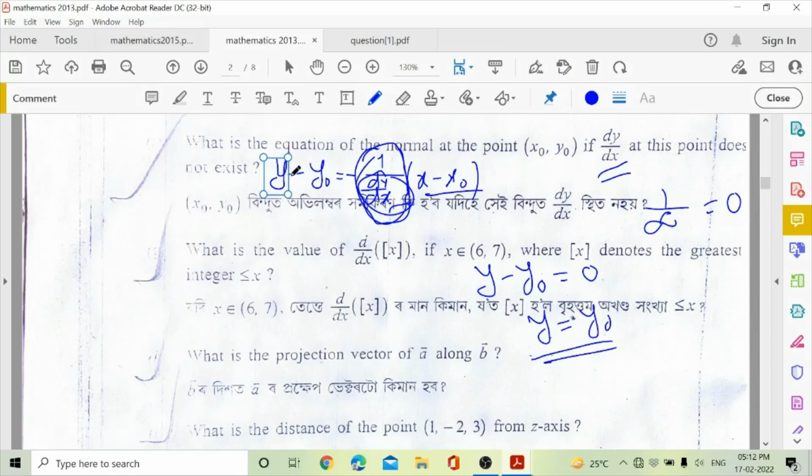First of all, we have to write down the equation of normal. It is given dy dx does not exist. That means 1 by dy dx, this one is infinity. So 1 by infinity, it will become 0. So 0 into something, the right hand side totally becomes 0. Then we will have y minus y naught is equal to 0. This one implies y equal to y naught. So in this way, you have to find it out.